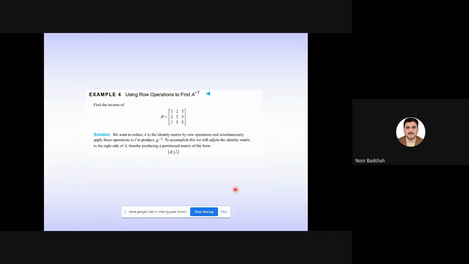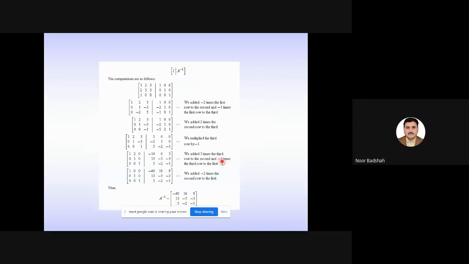So let's do this example. Using row operations to find A inverse. What you have done in FSC, obviously. 1, 2, 3, 2, 5, 3, and 1, 0, 8. As I said earlier, we augment this matrix with identity. We take this matrix here and identity matrix to the right. You see in this form. Now we need to convert this matrix into reduced echelon form.